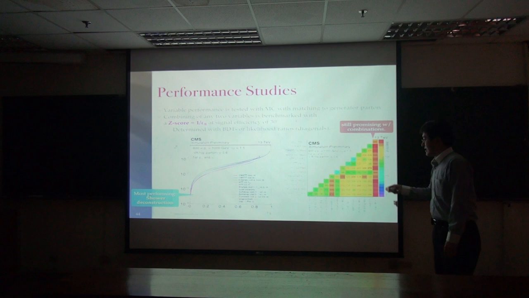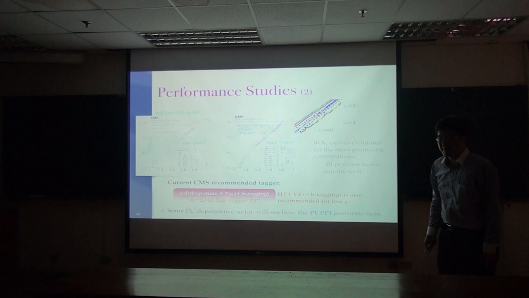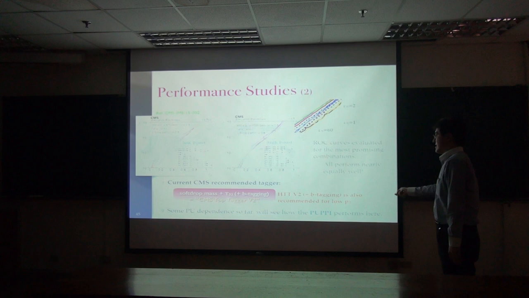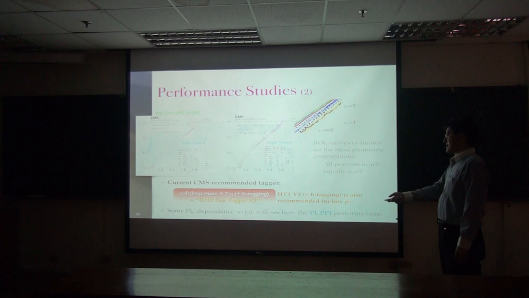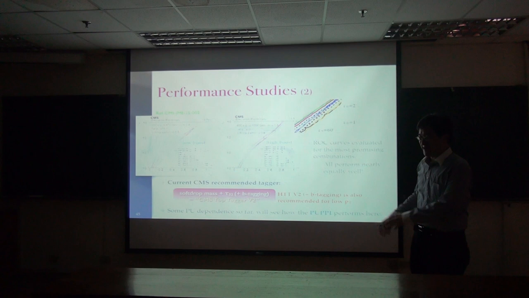but some combinations are still better than the others. For example, if you zoom in a little bit, because if you have three different curves it's hard to see which one is better, but if you zoom in, you can find something is slightly better than the others. So in the end, people have decided on the so-called golden selection or golden variables we want to use. Typically now, people use soft-drop mass plus tau 3-2 plus b-tagging. It's called the standard CMS top tagger version number 2. Maybe there will be version number 3 in the near future, but anyway, this is the current standard method for tagging a top quark.